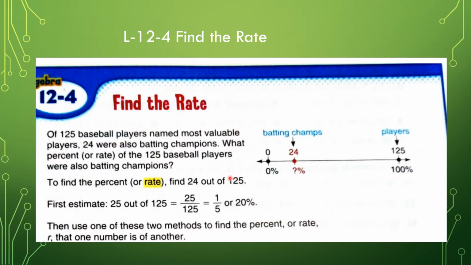In this one, just take the estimated value. 24 is estimated to 25. That means 25 out of 125. The answer in fraction is 1 by 5, because you can divide both by 25. Then convert it into percent. It is 20%.